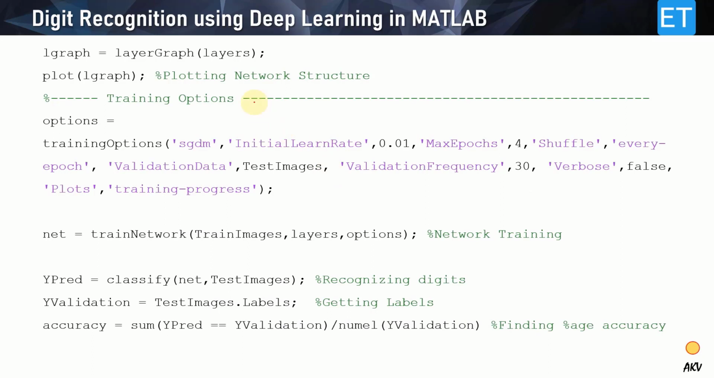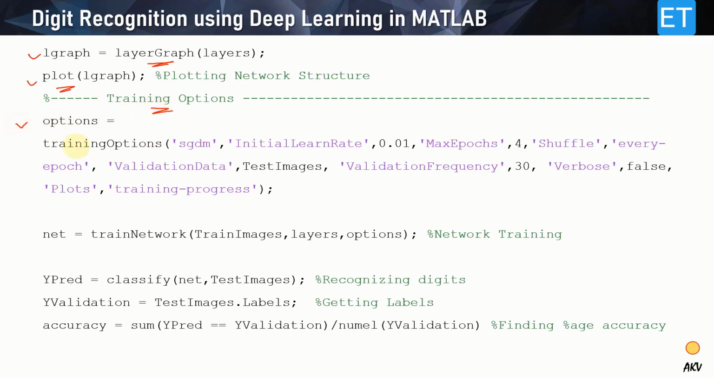If you want to see this network graphically, you have to execute these two commands. You first convert all these layers to a group using the layerGraph command, and then by using the plot function you can plot what layers I have in my network, how many layers I have. So when I execute this command, you will be able to see the structure of the network.